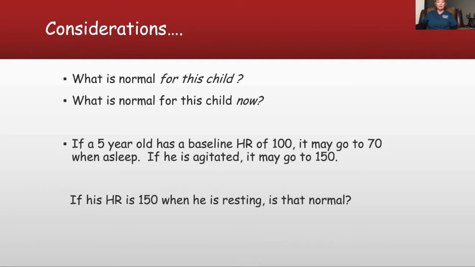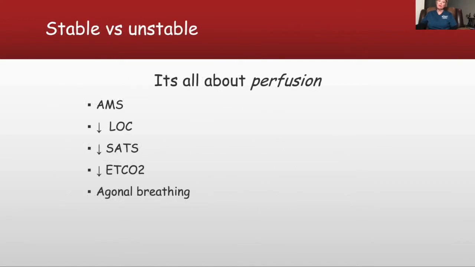But for now, it's very important to look at each patient as an individual and what is normal for this child as opposed to what is abnormal. For example, if you have a 5-year-old whose baseline heart rate is 100, when he's asleep it may drop down to 70. If he's running around or if he's agitated, it may go to 150. But if he's sleeping and his heart rate is 150, is that normal? Of course not. So again, understanding what's normal and what's not normal, and then what is stable and what is unstable is very important.